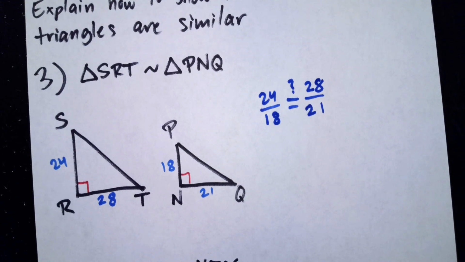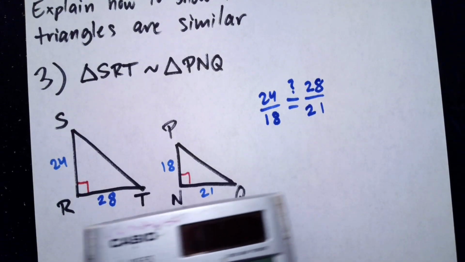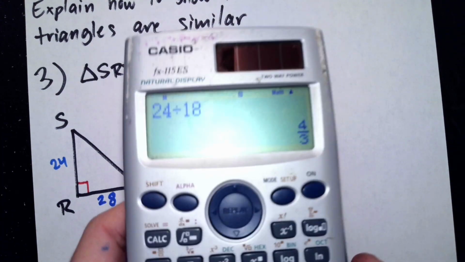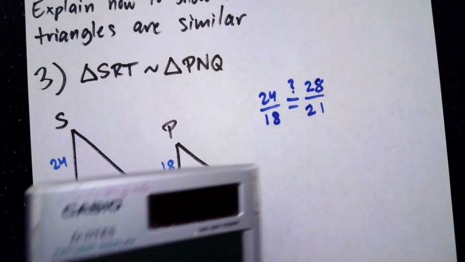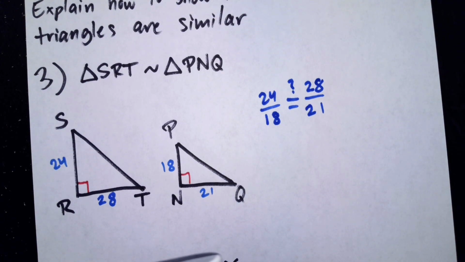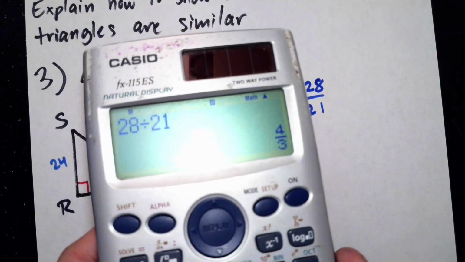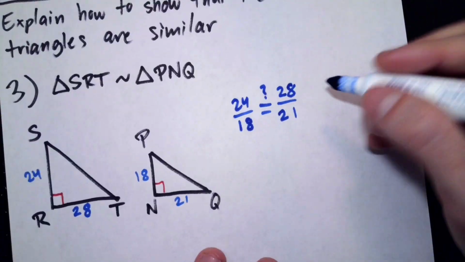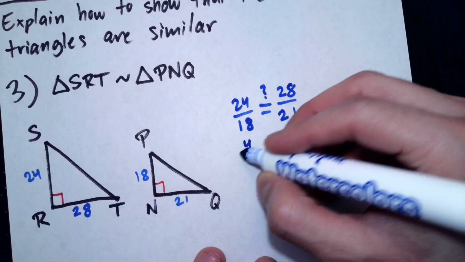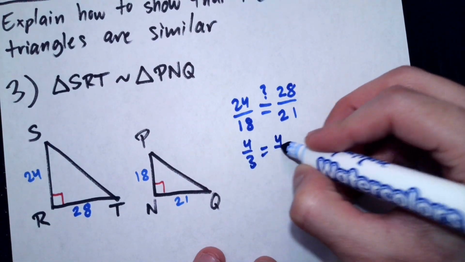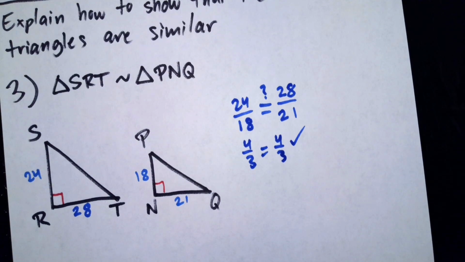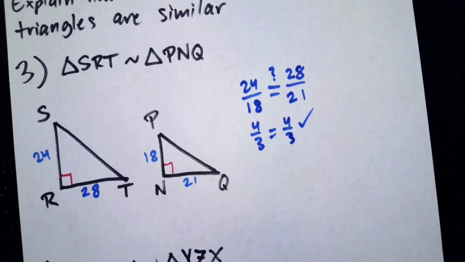Because those sides correspond. Now we have to make sure that these actually are equal to each other. So 24 divided by 18 is 4 over 3. 28 divided by 21 is 4 over 3. So 4 over 3 is equal to 4 over 3. So that's check. We already know two sides are proportional to each other.